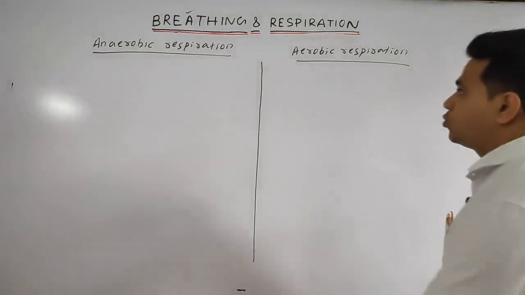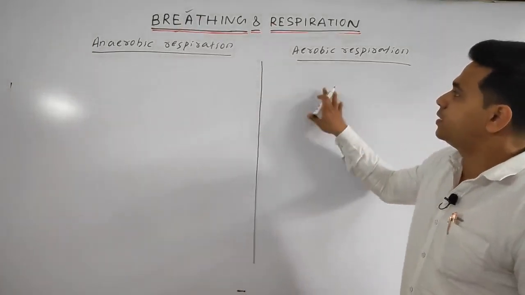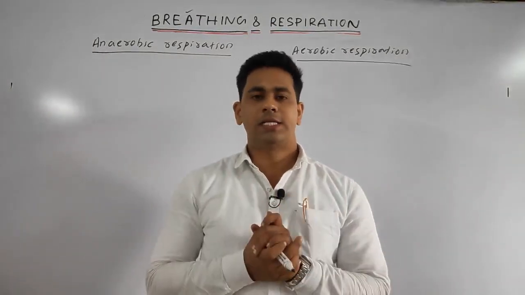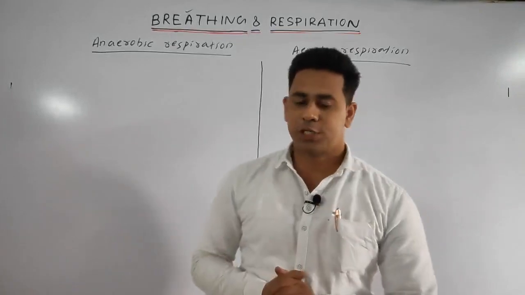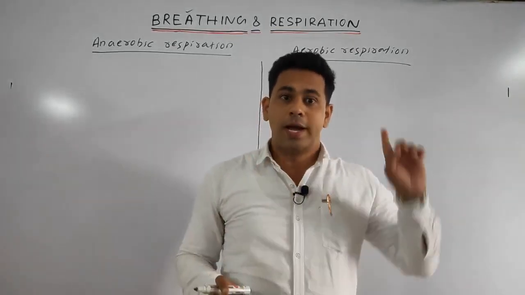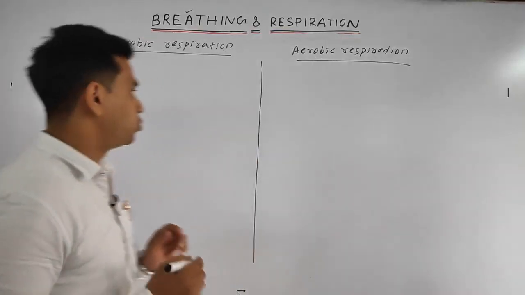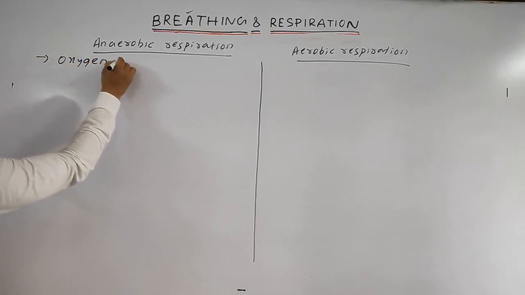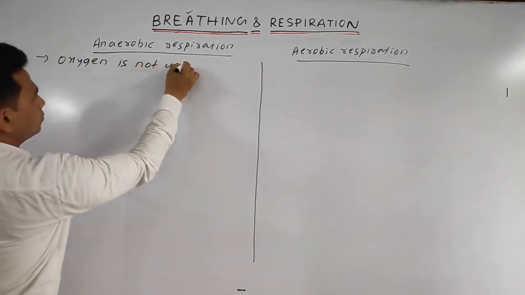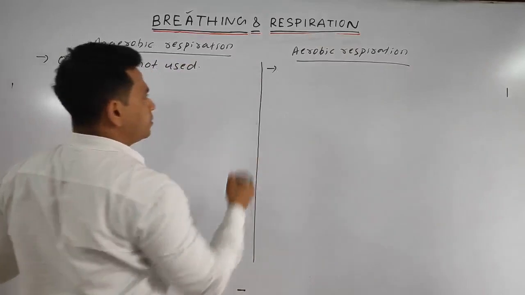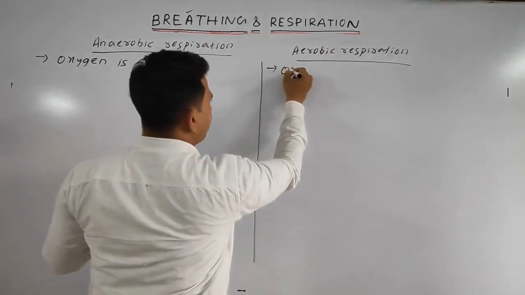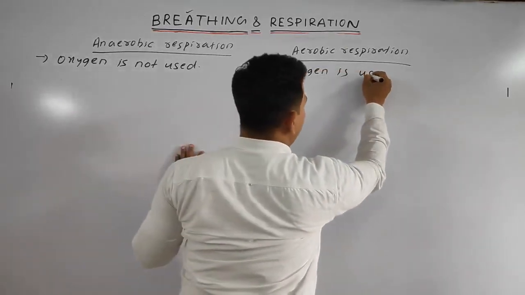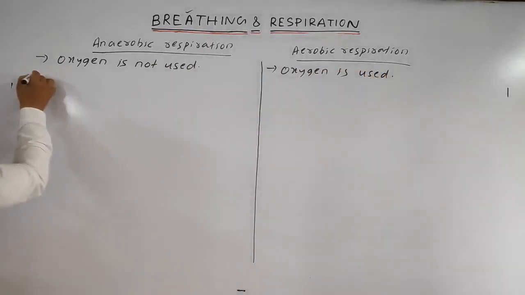Lastly, students, we will come to the difference between anaerobic respiration and aerobic respiration. Simply, students, we discussed all the points. Let's discuss the difference. In anaerobic respiration, oxygen is not used, and in aerobic respiration, oxygen is used. So, your first point: in this, oxygen is not used. But in the case of aerobic respiration, oxygen is used. That is why it is known as aerobic respiration. Okay, next point.